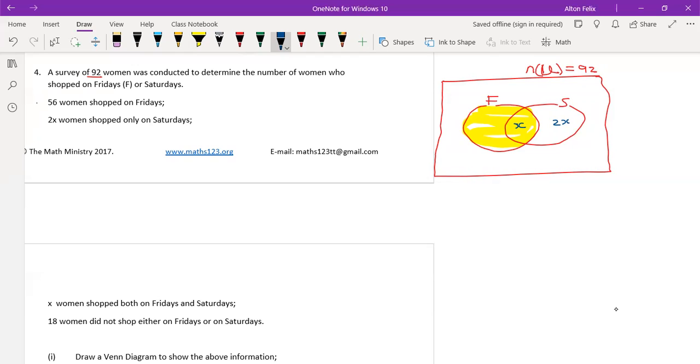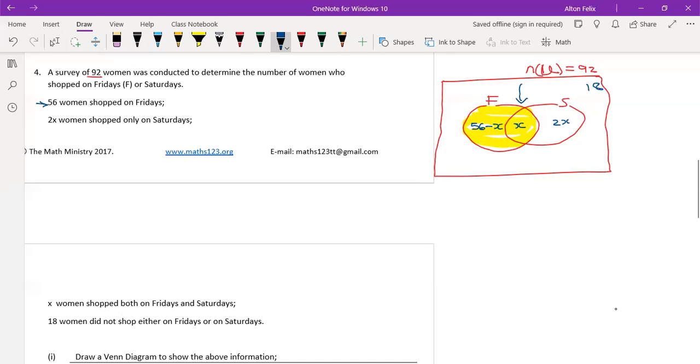So let's go back to this part here. So if 56 women shop on Friday, we said it will include X. So therefore here, which is Fridays only, will be 56 minus X. So wait until you are given the information for the intersection, and you can always do the relevant subtraction as shown, right? To fill in that portion, Fridays only. 18 women did not shop either on Friday or on Saturday. So it means that 18 of them will be out here.